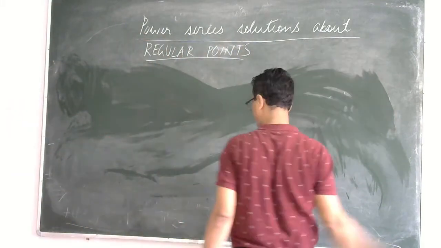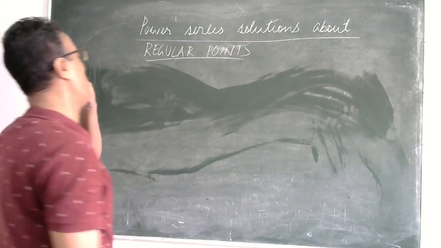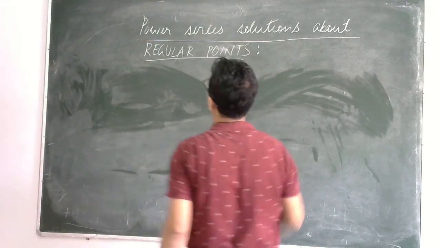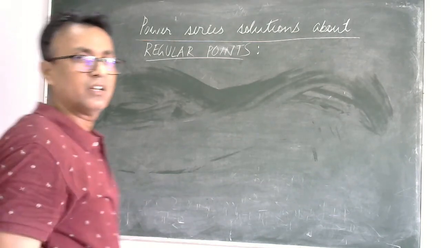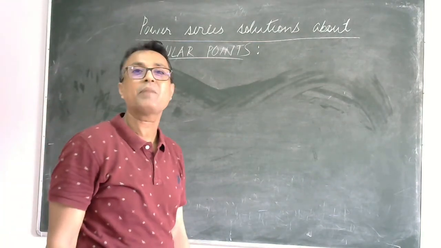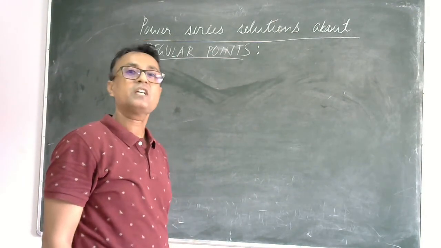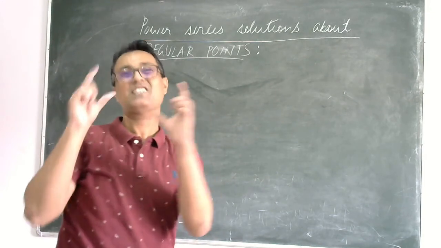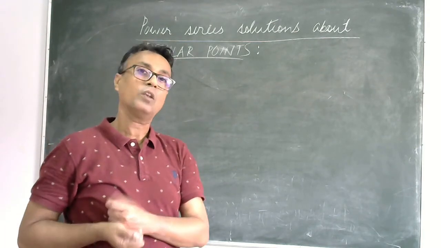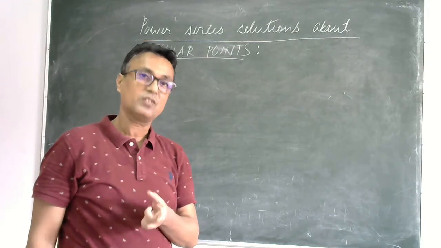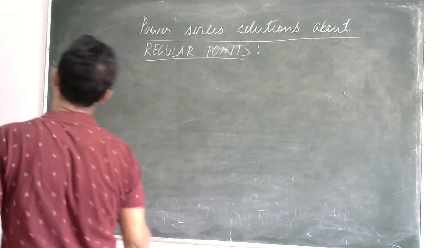So, power series solution about regular points. Okay, so you already know what a regular point is, but still I want to repeat it, because many of the concepts, probably earlier you accomplished everything mechanically. Where is this idea coming from? Why do we choose the power series solution to be in some specified form? Why do we choose the Frobenius series? All these questions I'll try to answer. Let me see how much time I have got. I have got at least another 10 minutes.